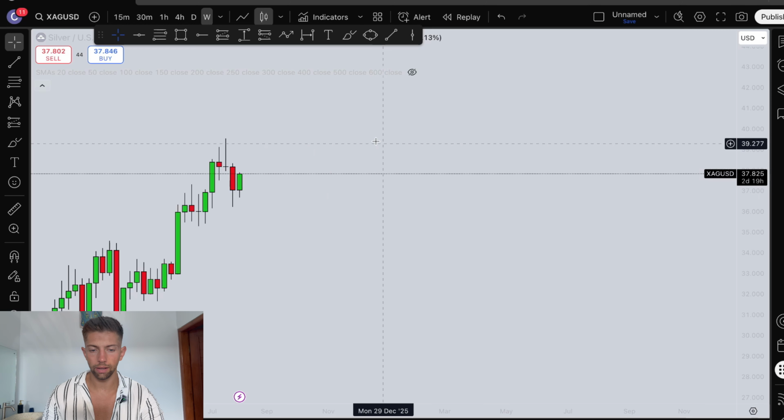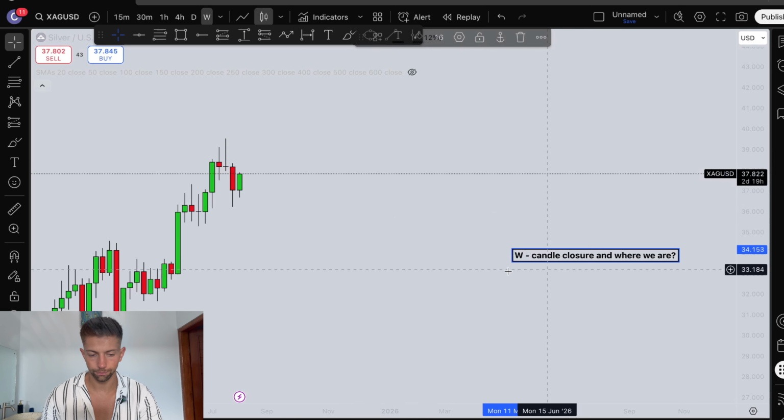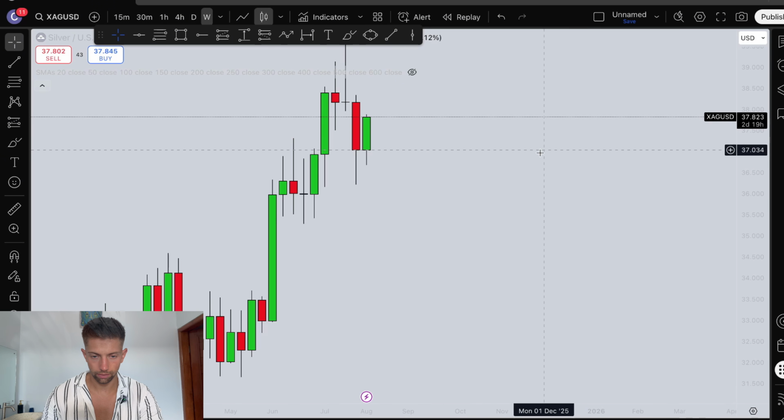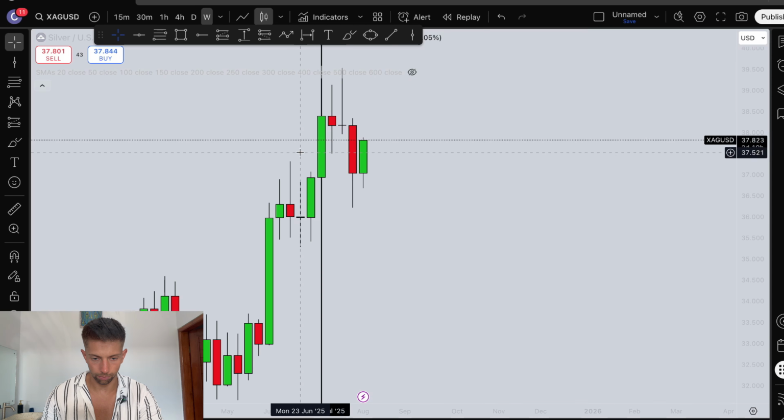Okay, so my top-down analysis starts at weekly, and on a weekly, what I'm looking at is previous daily candlestick, previous weekly candlestick closures. Okay, so candle closure, and where we currently are in the market. So let's just say we are gonna analyze the markets from this point.